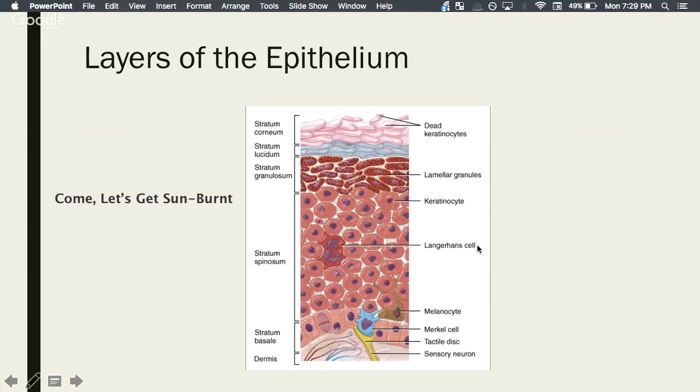Now, breaking it down more in your epithelium, there's a little mnemonic: "Come let's get sunburnt," which is very cute and ironic. You have your corneum, lucidum, granulosum, spinosum, and basale. I don't really know how important it is to memorize it, but if it's easy to memorize, then yes.